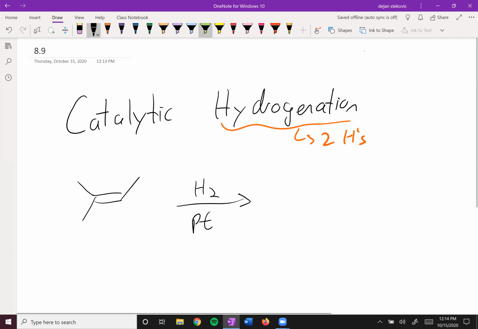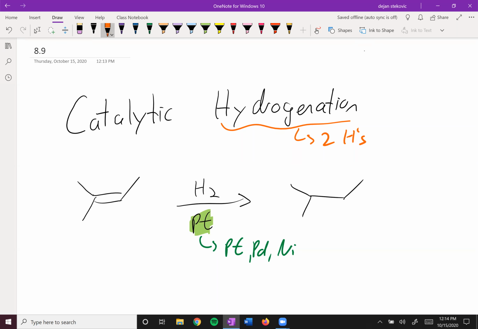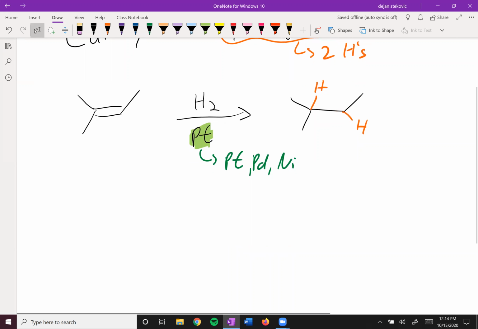or palladium. And so this thing can be platinum, palladium, or nickel. Either one of them, we will add two hydrogens across this double bond and reduce it down to an alkane. So again, we're going from an alkene to an alkane.